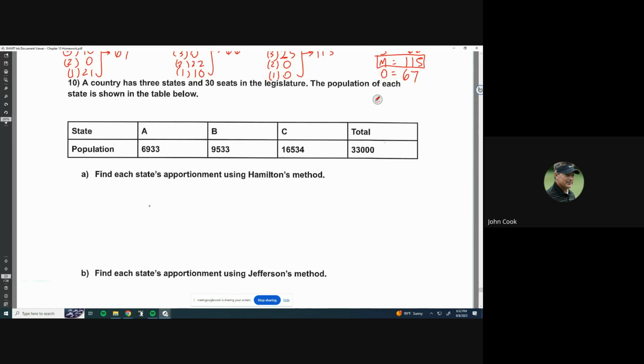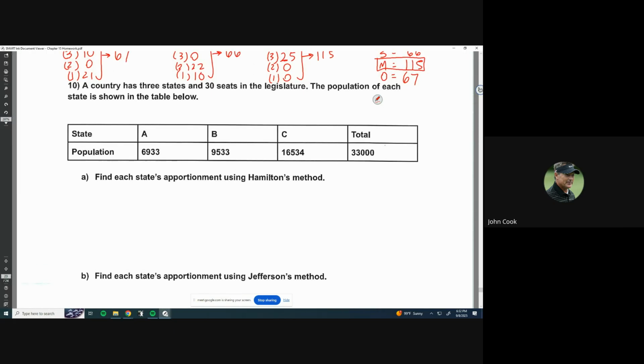All right, so it says a county has 3 states and 30 seats in the legislature. The population of each state is shown in the table below. So find each state's apportionment using Hamilton's method.